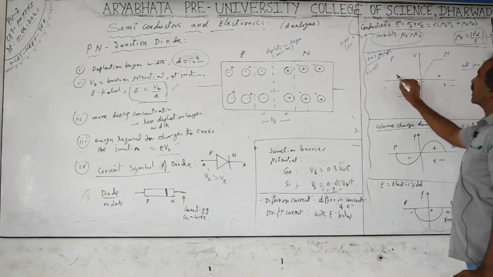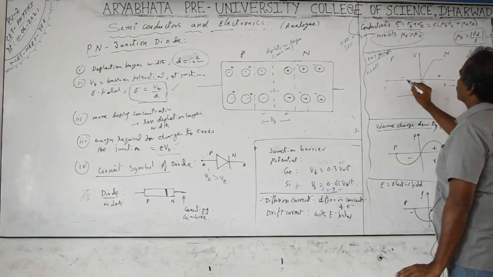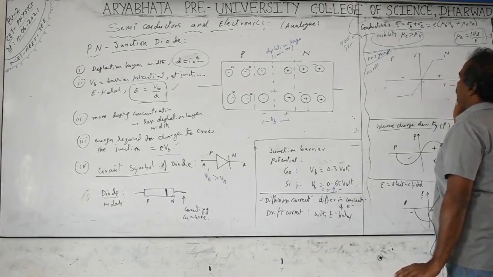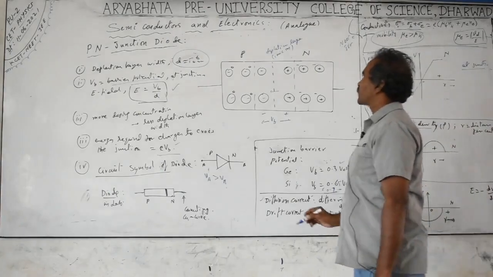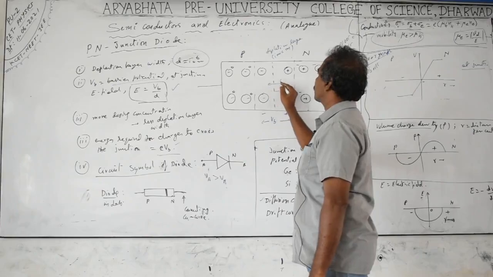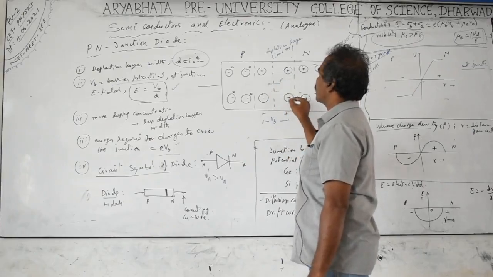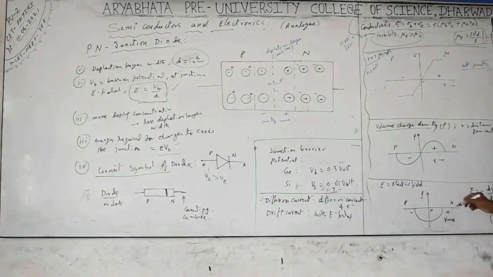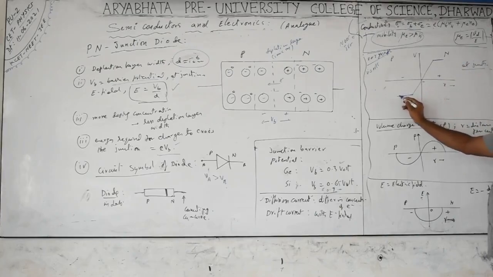At the junction, in the ionic region, the P type has negative ions and the N type has positive ions. That means negative charges and positive charges. Electric field is from plus to minus. At the junction, because of these ions, this is the direction of the electric field produced by the ionic regions. From P to N, the N type will have the higher potential and the P type will have the lower potential.